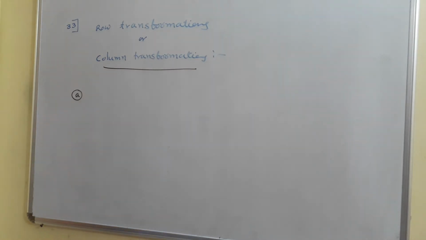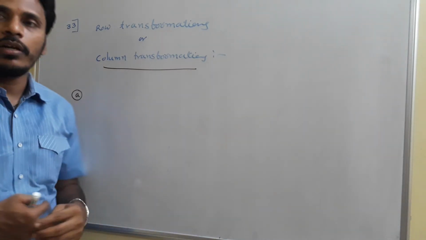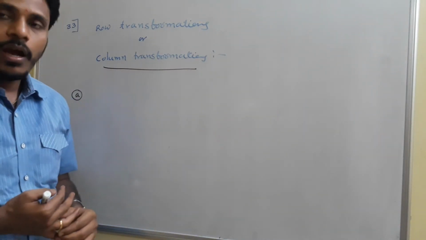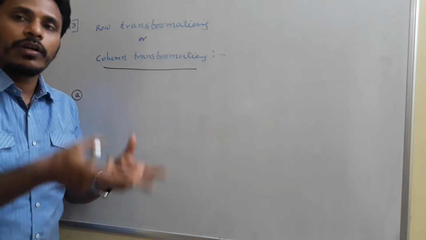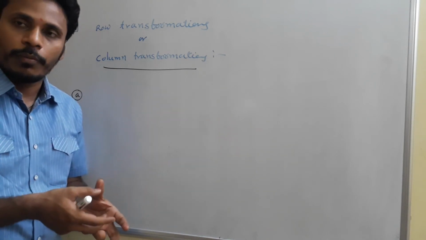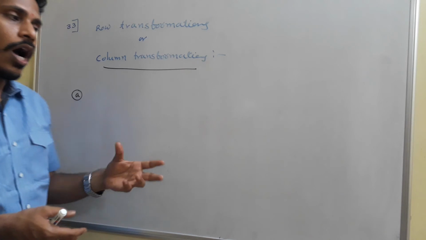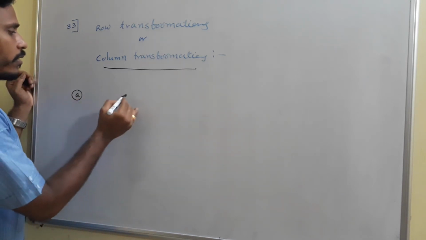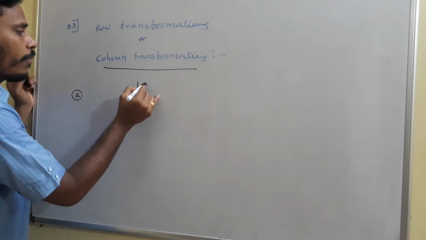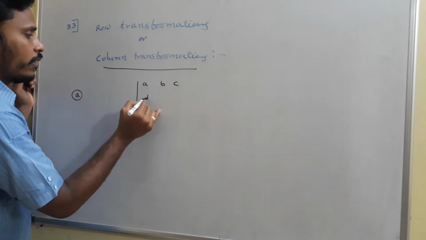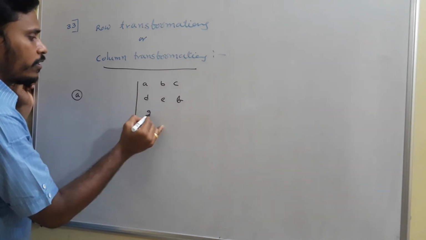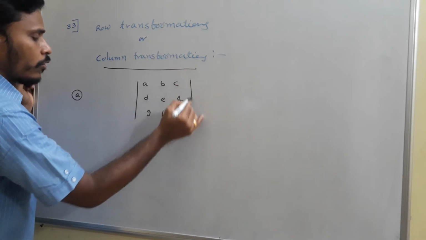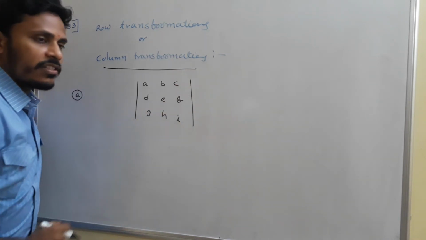So we discussed different properties related to determinants in 31 and 32, and now we are going to convert all those properties into transformations or operations on rows and columns. Suppose I have a determinant, say A, B, C, D, E, F, G, H, I. I need to find this determinant value.